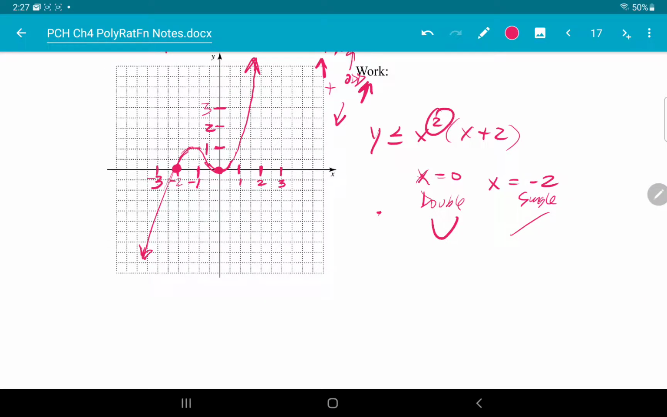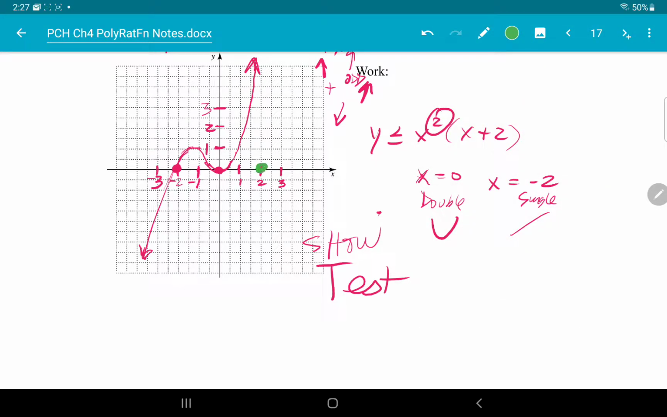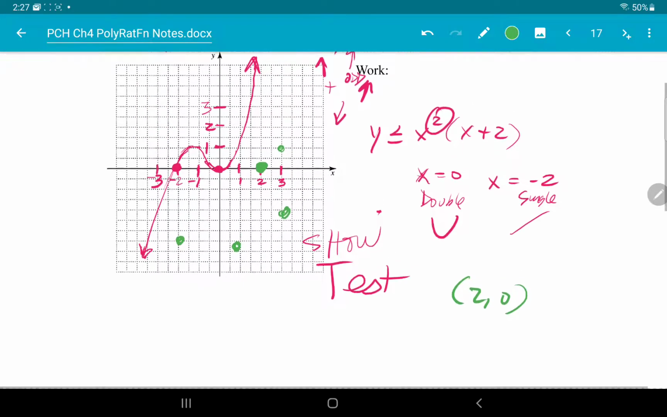And the last thing you want to do, make sure you test. You have to show your test of a point. You show a test point that is not on the line. So for example, I'm going to test the point 2, 0. I could test 2, 0. I could test 3, 1. I can test any point anywhere. Honestly, it doesn't really matter. I can even test over here. It doesn't matter. But the idea here is that when you test a value, you plug it into your equation.